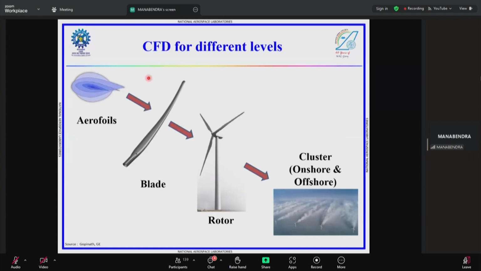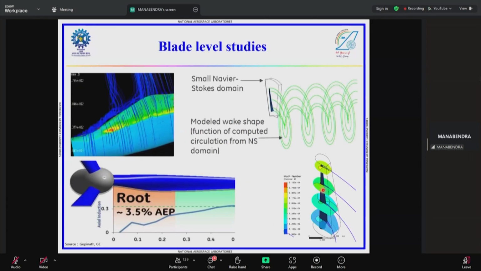Of course, CFD in wind turbines helps at different levels, starting with the aerofoil. Then we have CFD at the blade level, then at the rotor level, and then finally at the cluster level. Some glimpses at the blade level: even a very trivial looking thing like the root, if it is properly shaped, you can get something like 3.5% higher annual energy production. So this is where CFD can really help the community come out with efficient wind turbine blades. Of course, we have to see what sort of manufacturing processes have to be adopted to manufacture such efficient blades.